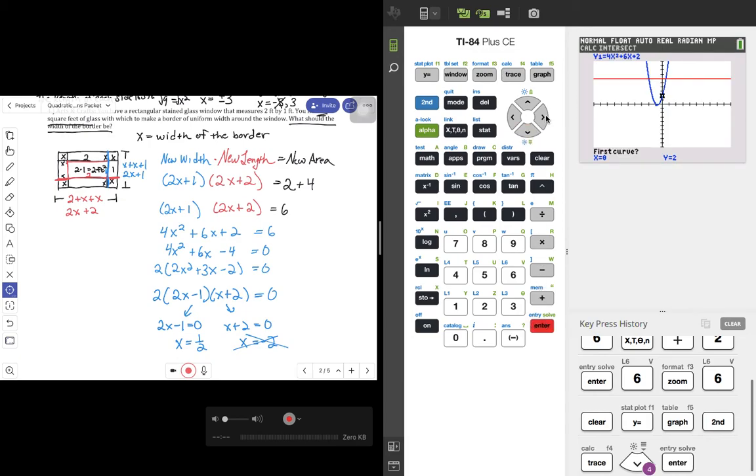And I'm just going to verify the solution was a half. I'll get close to it. Press enter, and then enter again, and enter one more time. And you see that we do get an x value of 0.5 when our y value is 6. So that is the solution to our problem.